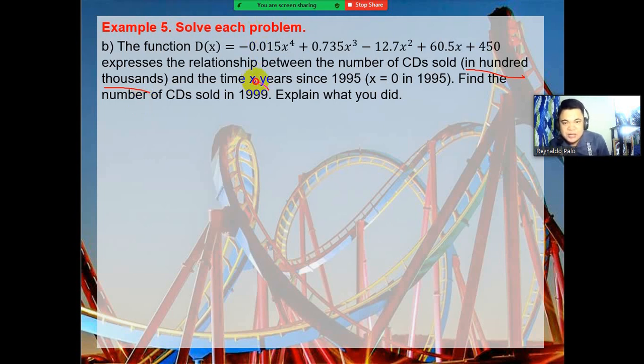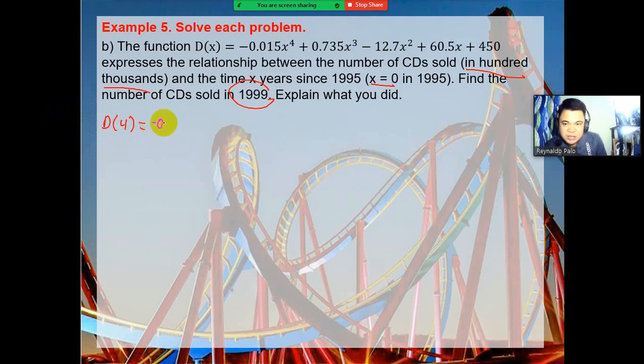We will just be solving one value here, which is the number of CDs sold in 1999. Take note, you have to first get the x that you will be using. In 1995, it's 0. Therefore, 1996 is 1, 1997 is 2, 1998 is 3, and 1999 is 4. So we will be solving d of 4.